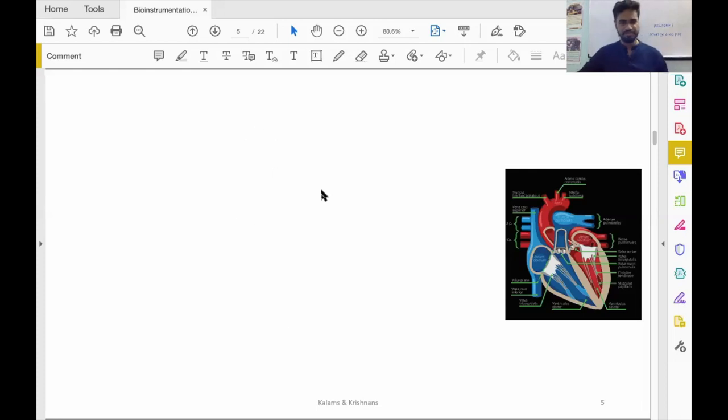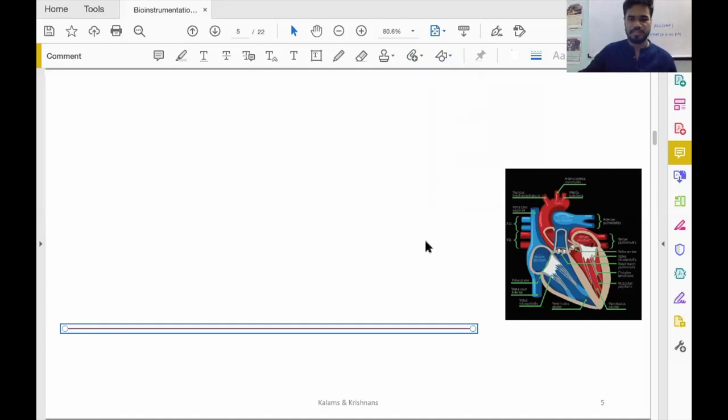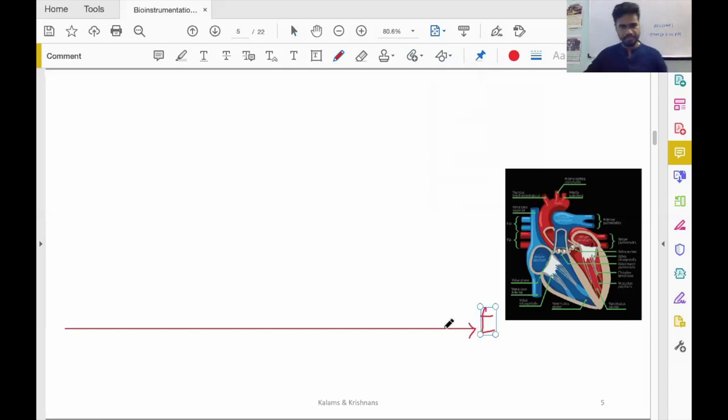First thing, let's draw some axes and all that. Okay, this straight line I'm going to call time. So time is along this direction. That's a common thing. And the first question we need to answer is, which curve should we draw first? There are like 5 to 6 options, right? Which one should we draw first?